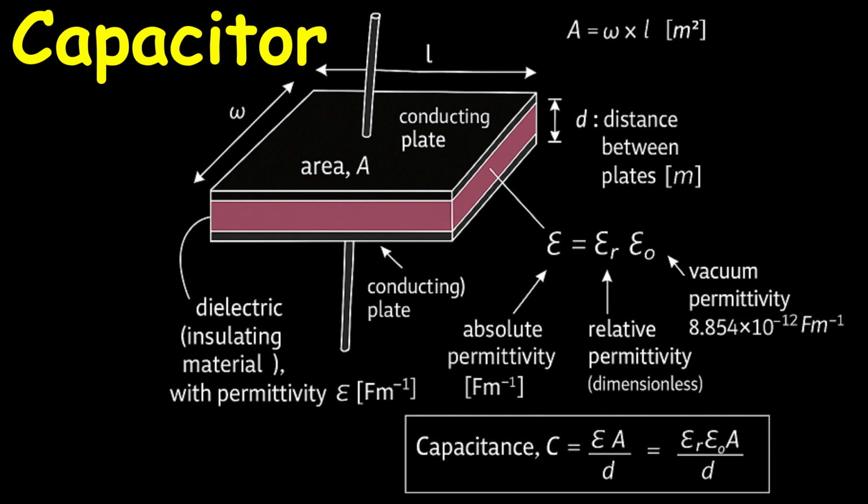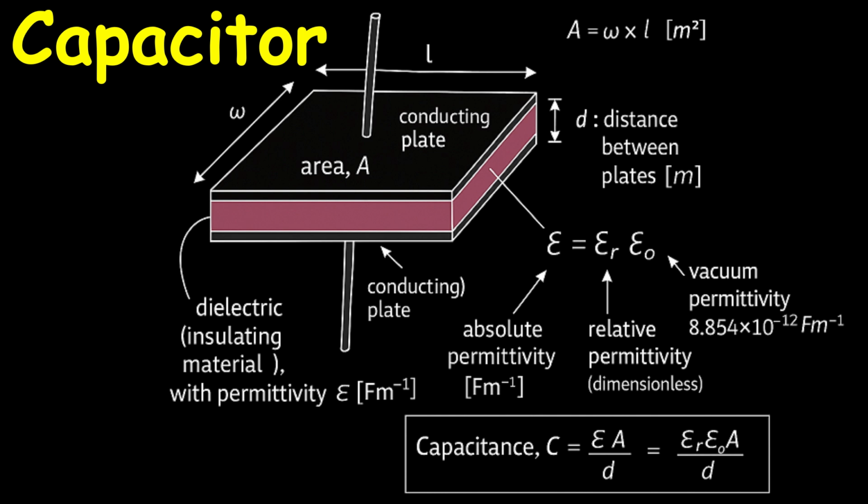It keeps the two conducting plates separated, preventing them from touching, no matter how close they are. But its second job is where the real magic happens. Placing a dielectric material in the gap, instead of just leaving it as empty space or air, dramatically increases the capacitor's ability to store charge. It's not just a spacer, it's a performance enhancer. How does it do that?